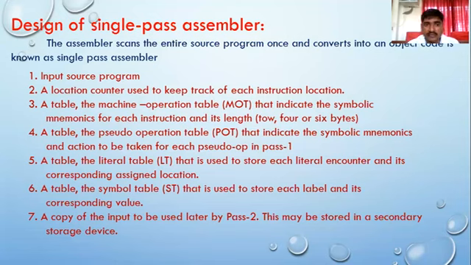The second thing is the pseudo operation table, that is the POT table, which indicates the symbolic mnemonics and the actions to be taken for each pseudo operation in pass 1. For example, we consider the add instruction. That add instruction will be considered with its corresponding operation, that is addition of two numbers. We need to consider add as a symbolic name in the pseudo operation table, and the corresponding action will be represented, which task will be handled with the corresponding mnemonic.